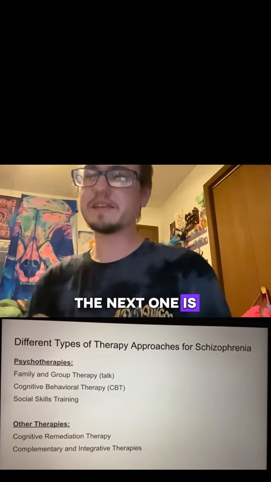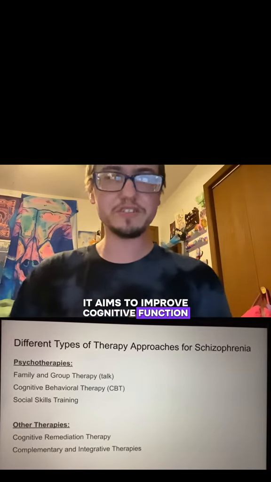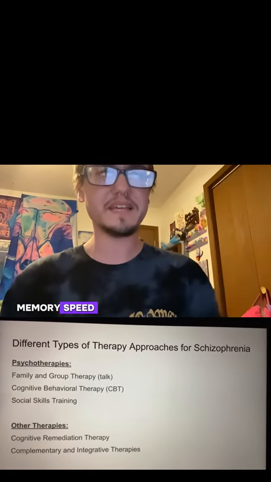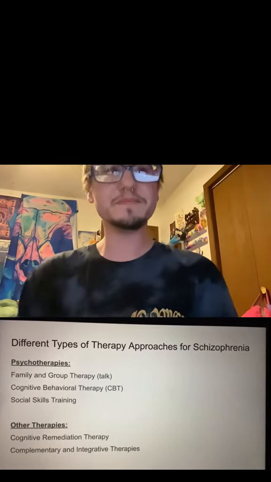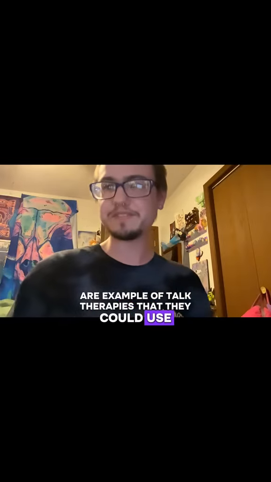The next one is cognitive remediation. It aims to improve cognitive function. This includes attention and concentration, memory, speed, and information processing. Even some talk therapies can be helpful. Group therapy and family therapies are examples of talk therapies that they could use.